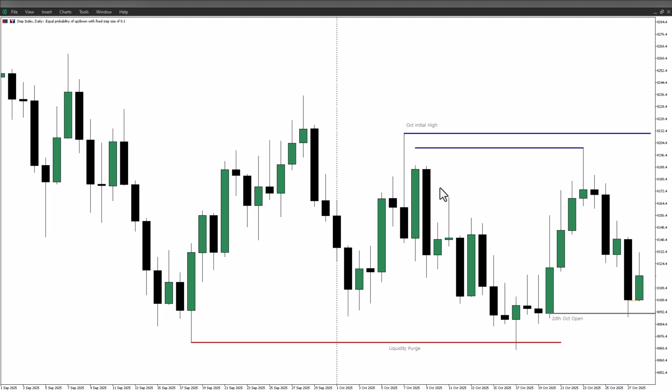So here we are. Right, our last discussion was aiming for these relative equal highs up here. This is the October's opening price, as you can see, the 1st of October 2025. We've had the initial high of October being printed. I spoke about this in relation to the bearish order block up here.